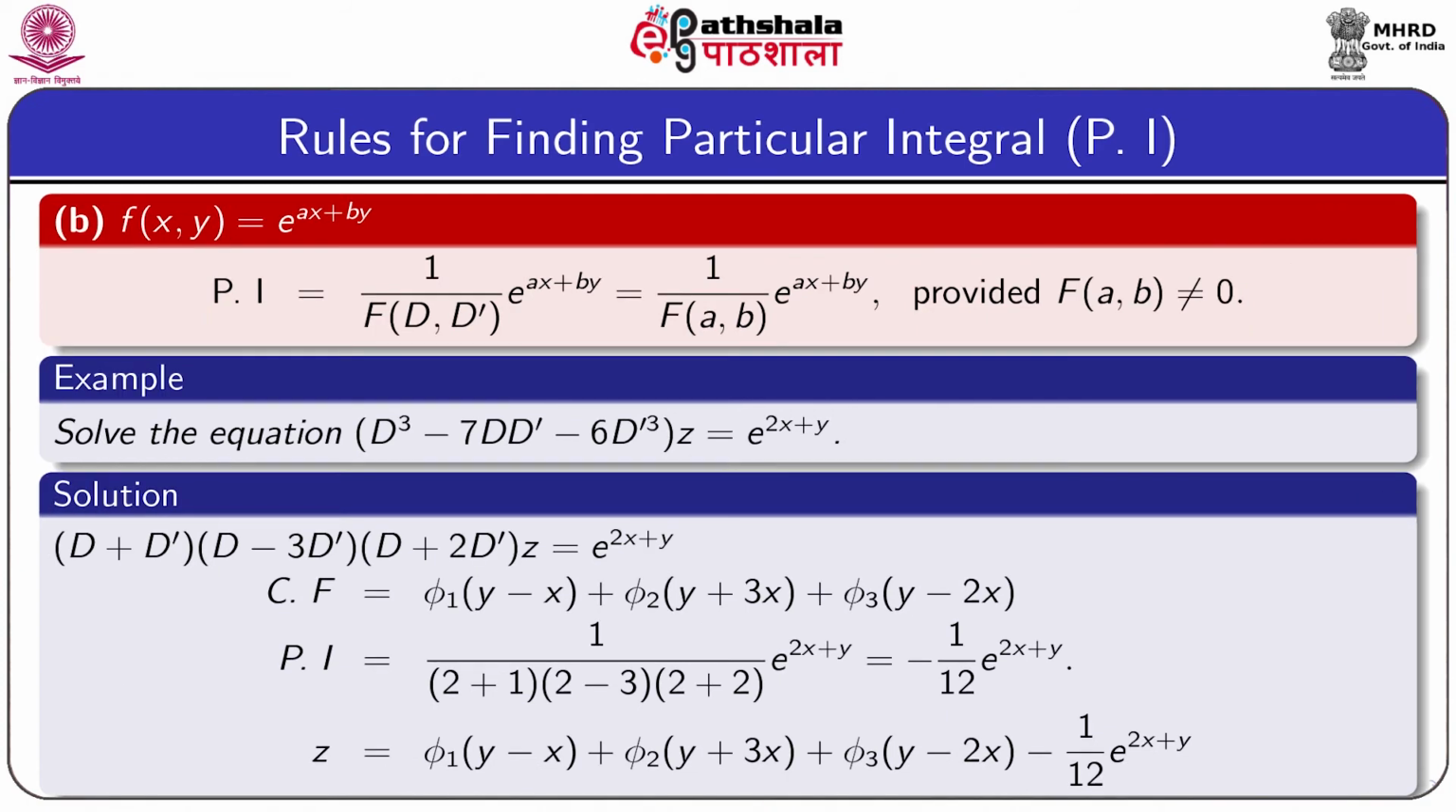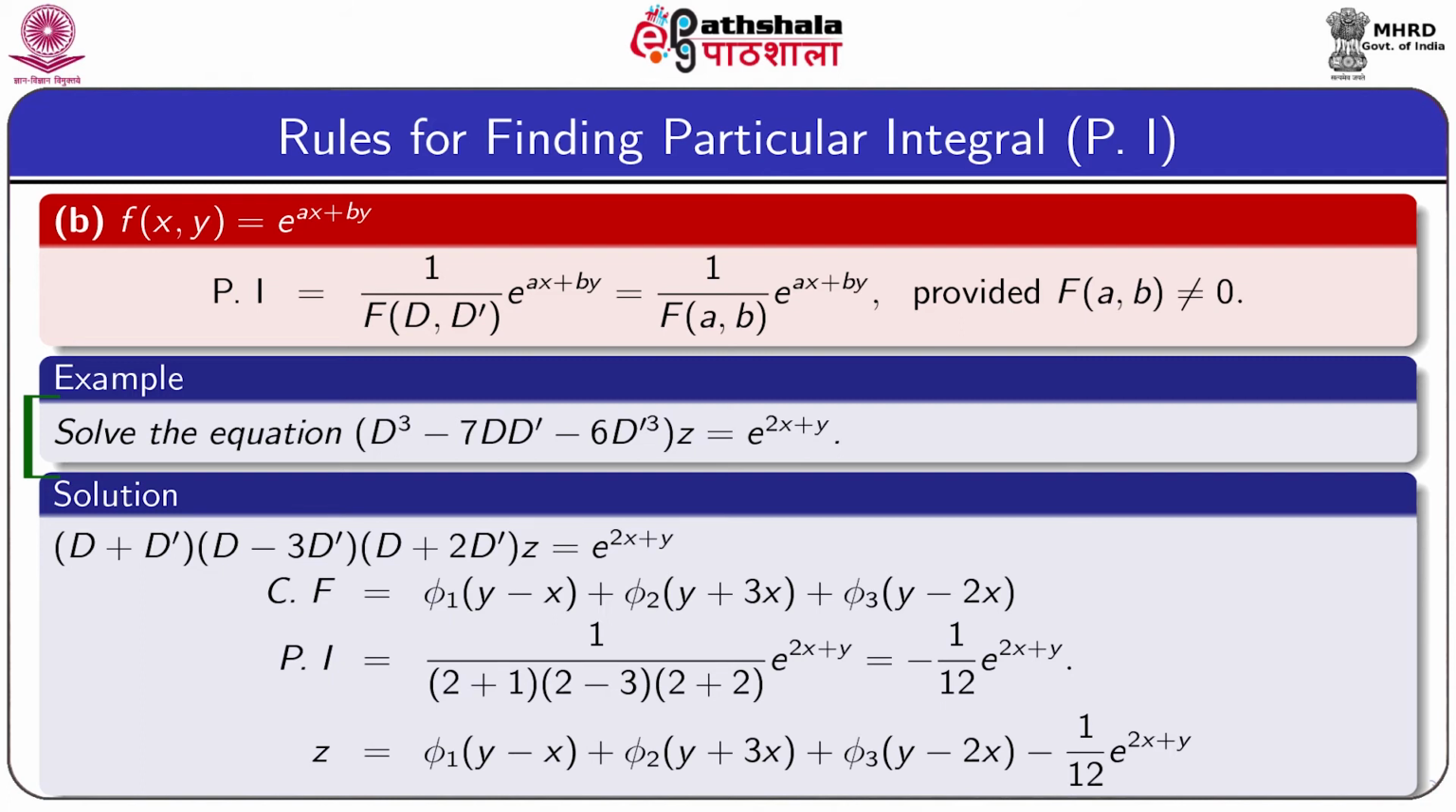Now, I am going to discuss the case when small f is in exponential form. So, the particular integral can be written as 1 by F(D, D dash) operating on e to the power ax plus by. So, 1 by F(D, D dash) can be considered as the inverse operator of the operator capital F. So, we know the property of the exponential function. So, using that property we can write the particular integral as 1 by F(a, b) into e to the power ax plus by, provided capital F(a, b) is not equal to 0. And the case when F(a, b) equals 0, we shall discuss separately.